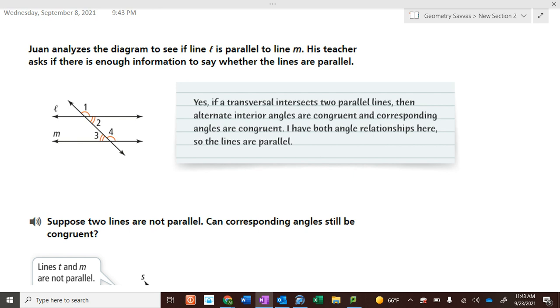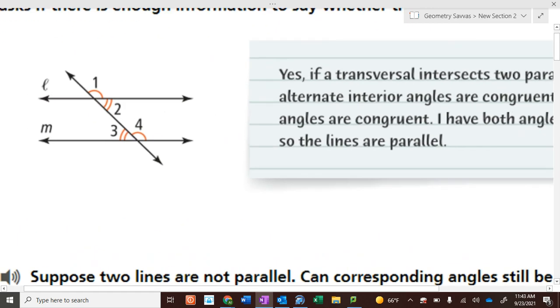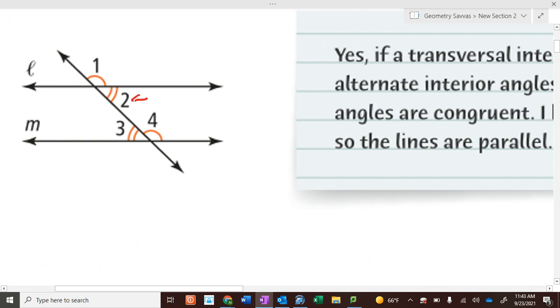So, Juan analyzes the diagram to see if line L is parallel to M. His teacher asks if there's enough information to say whether the lines are parallel. Juan says yes, they are. He says that since 2 and 3 are alternate interior angles, that makes these lines parallel. Do you believe Juan? I believe him because he's right. Now, since 2 and 3 are alternate interior angles, that makes the lines parallel to each other.